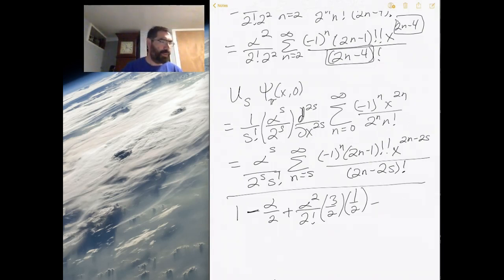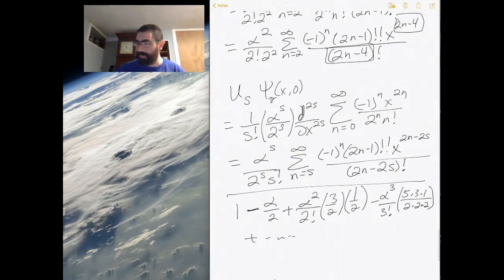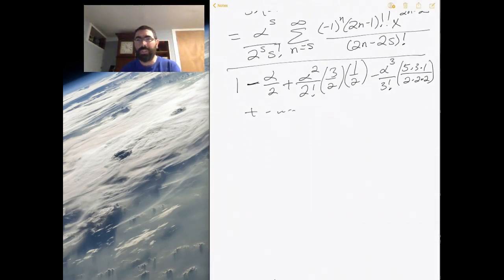For the next term, for the n equals 3 term, or I should say the s equals 3 term, alpha cubed over 3 factorial and times basically 5 times 3 times 1, so that's the double factorial, divided by 2 times 2 times 2, so that's the 2 to the power of s, plus dot dot dot. And so what we're doing is what the problem said in the book: let's group together terms in x to a certain power, and these would be the coefficients in front of those terms.